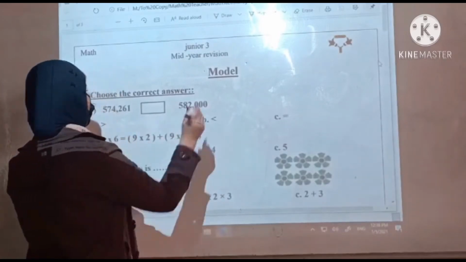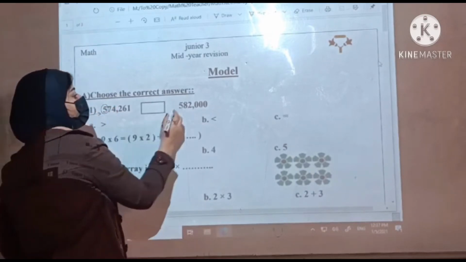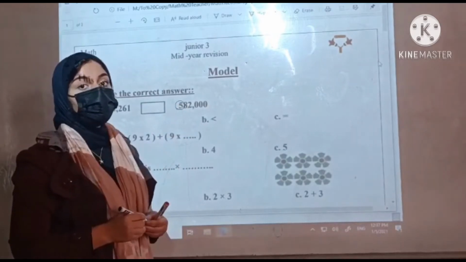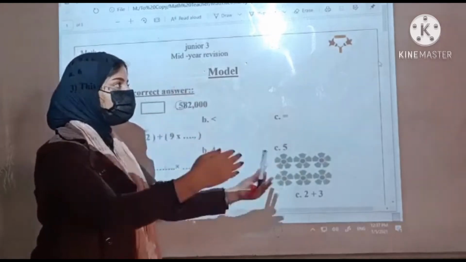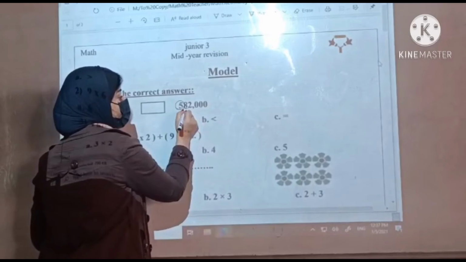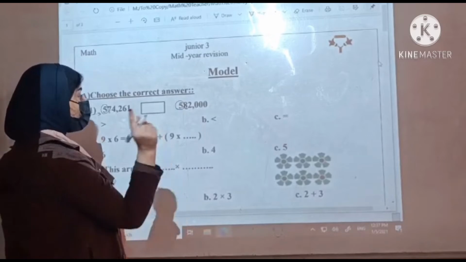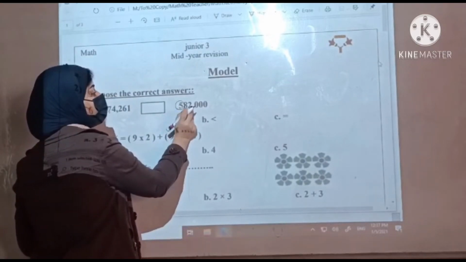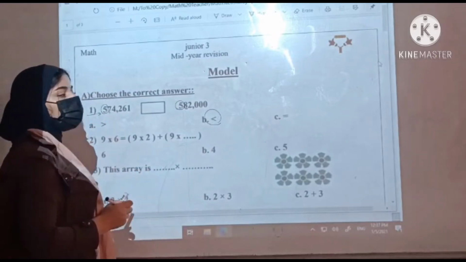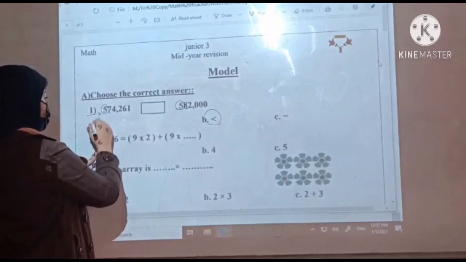So I'm gonna circle the number here in the biggest place value. I start from the left. Here 5 and here also 5. So what should I do? Excellent, I should move to the next digit. So here the next digit is 7 and here 8. So which one is the greater? It will be 8. So 582,000 is greater than 574,261.